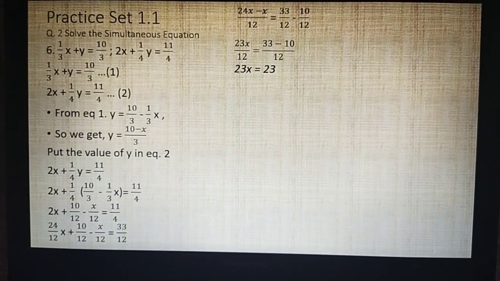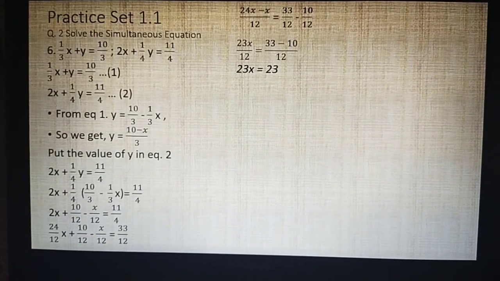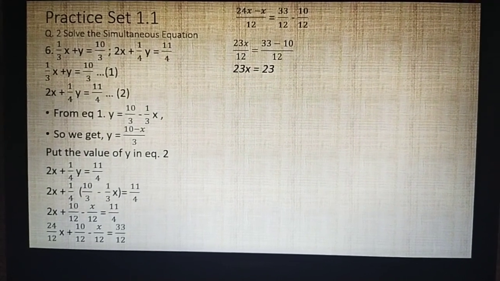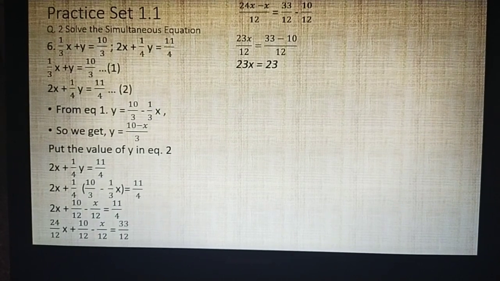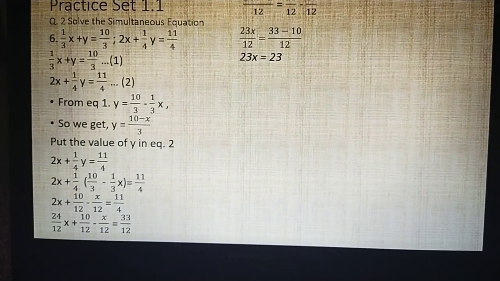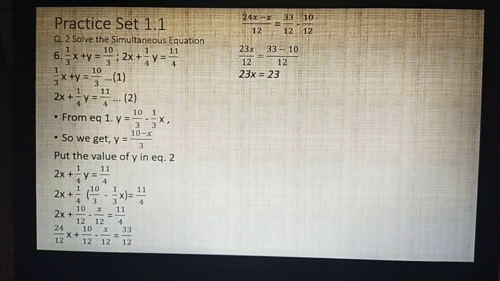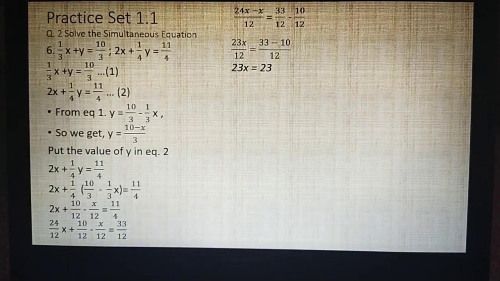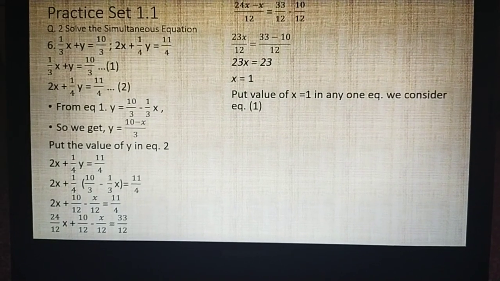Now look at the screen. 24 minus 1 is 23x upon 12, which is equal to 33 minus 10, which is 23, upon 12. So 12 gets cancelled by alternendo. You remember ratio and proportion? Yes. So 23x equals 23. So x equals 23 upon 23, which equals 1.